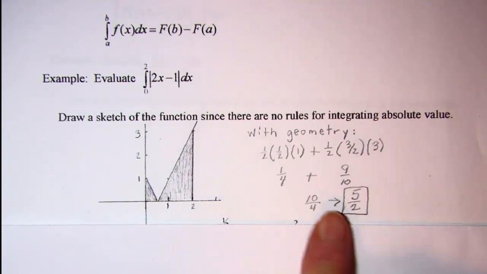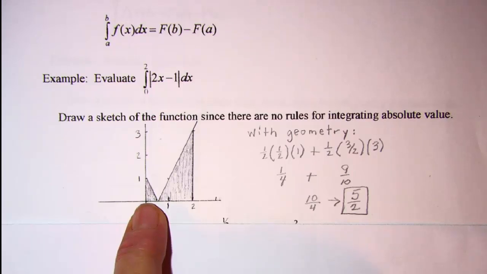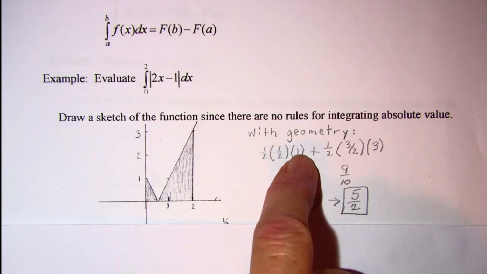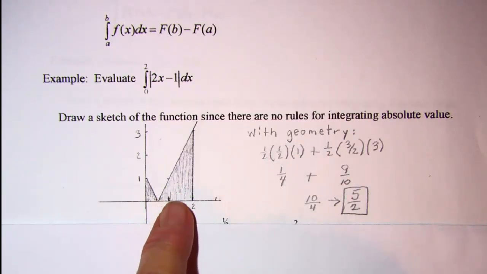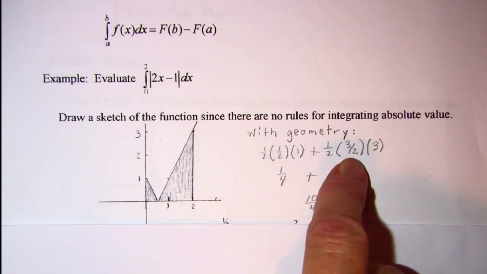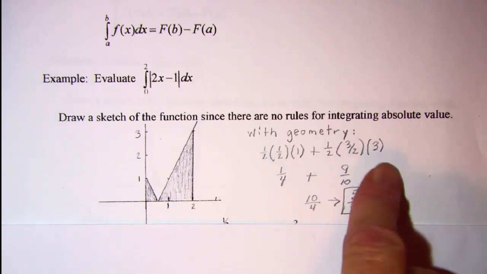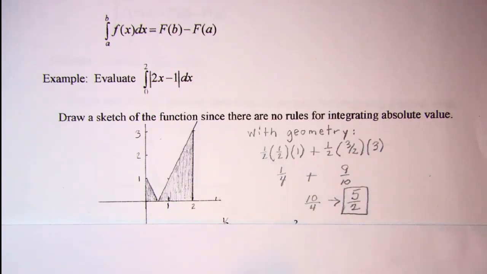Notice with geometry we would find the area of this triangle, so 1/2 the base times the height. My base is 1/2 and my height is 1. And then add to that the area of this triangle, again 1/2 the base times the height. The base is 1½ units, which I wrote as 3/2, and the height is 3. So when we do the math on this, we end up with 10/4, which is 5/2.